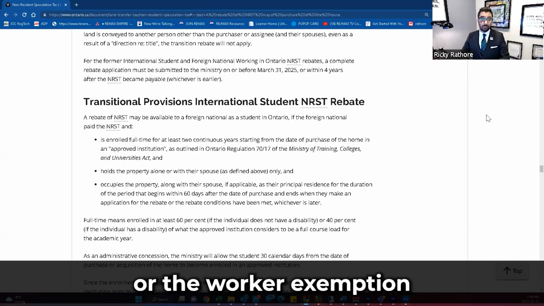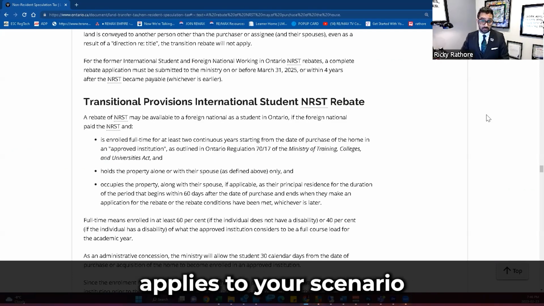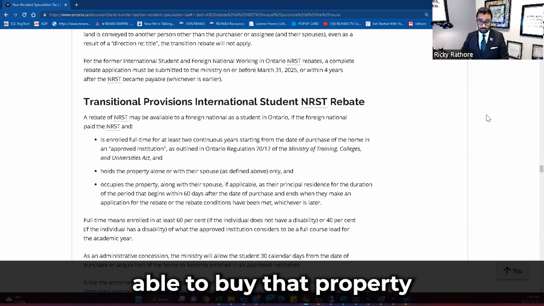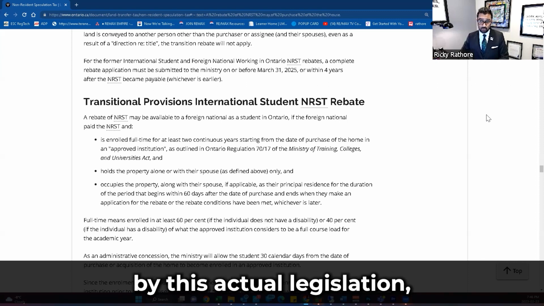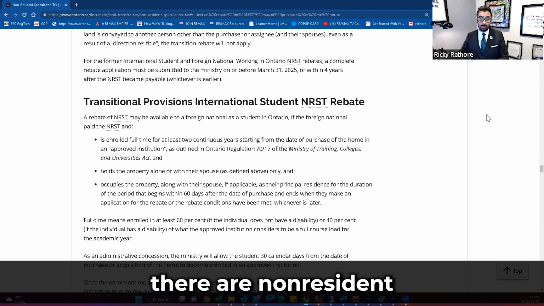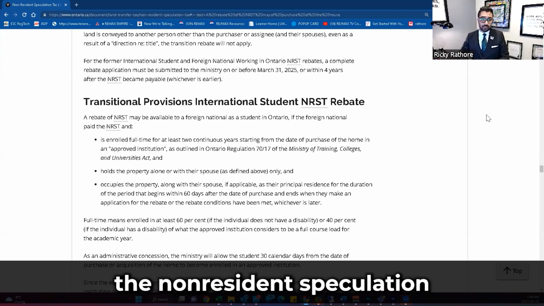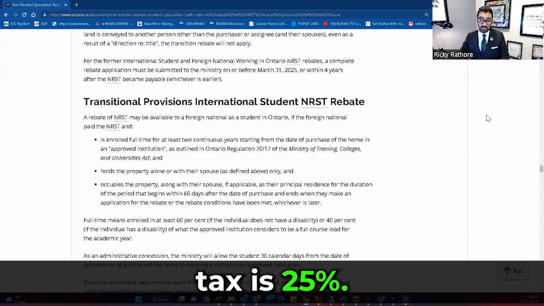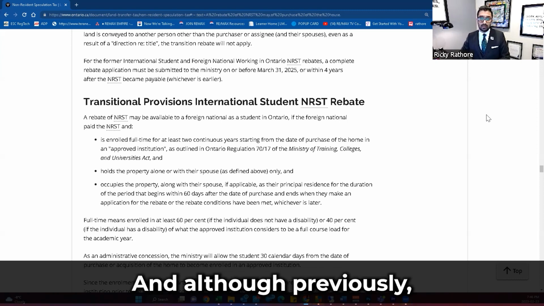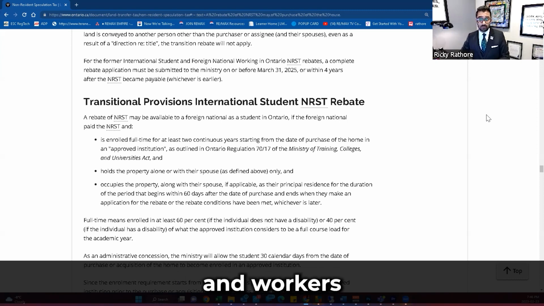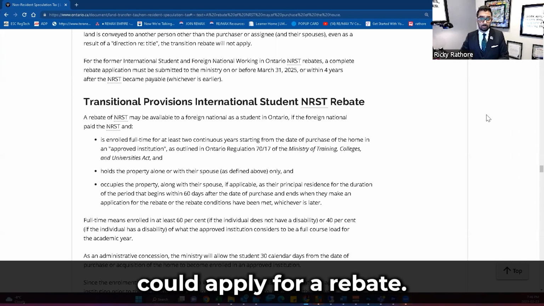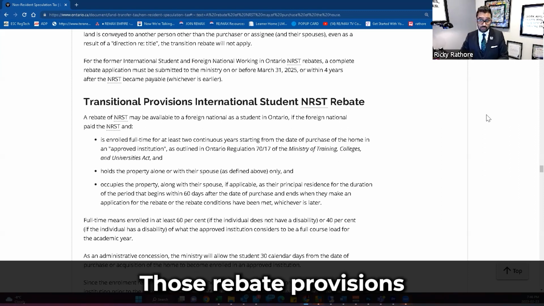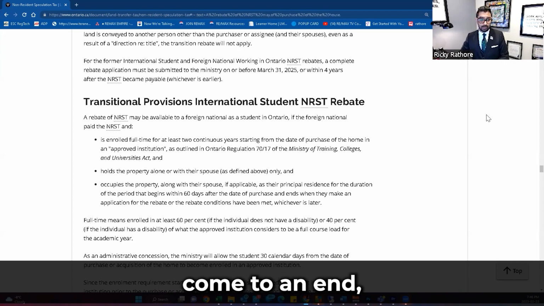Now, if the student or the worker exemption applies to your scenario and you're able to buy that property and you're not banned by this actual legislation, there are non-resident speculation tax considerations. Currently, the non-resident speculation tax is 25%. And although previously students and workers who eventually became permanent residents or Canadian citizens could apply for a rebate, those rebate provisions have now come to an end.